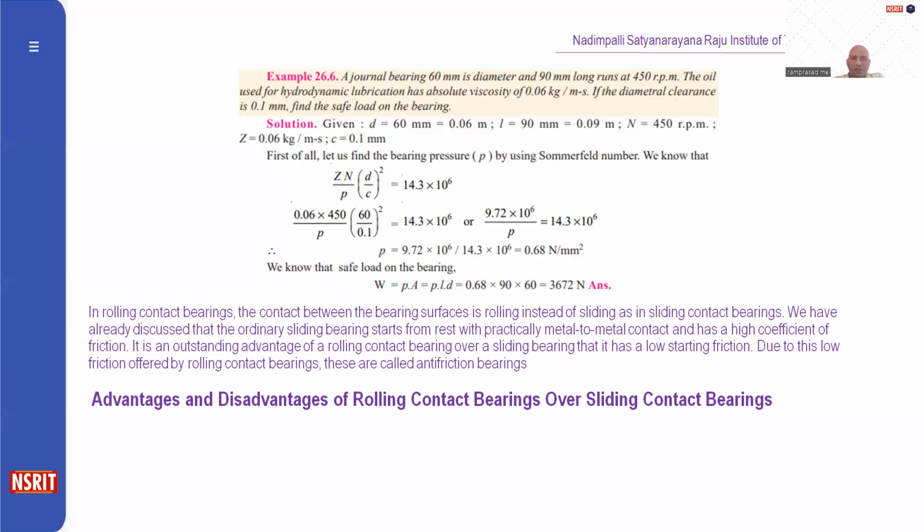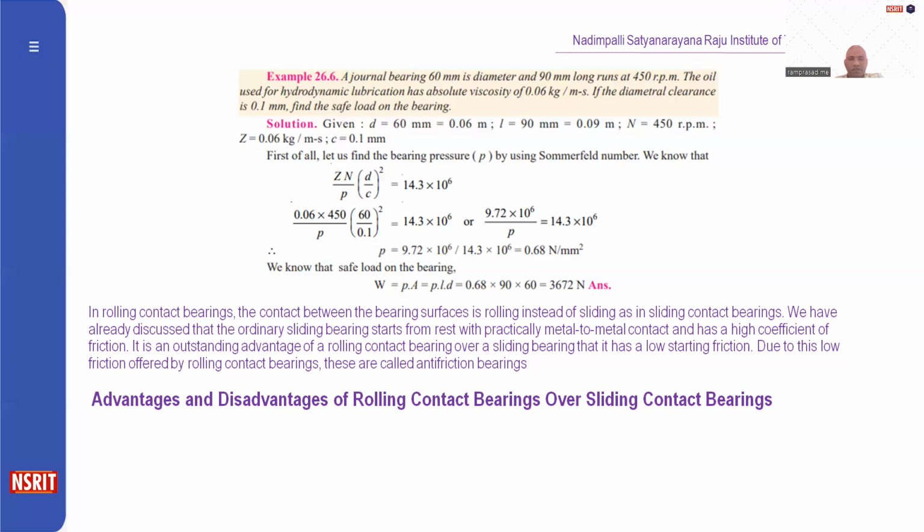In rolling contact bearing, the contact between bearing surfaces is rolling instead of sliding, as in sliding contact bearings. We have discussed that ordinary sliding bearings start from rest with practically metal to metal contact and have a high coefficient of friction. It is an outstanding advantage of a rolling contact bearing over a sliding contact bearing that it has low starting friction. Due to this low friction offered by rolling contact bearings, these are called anti-friction bearings.